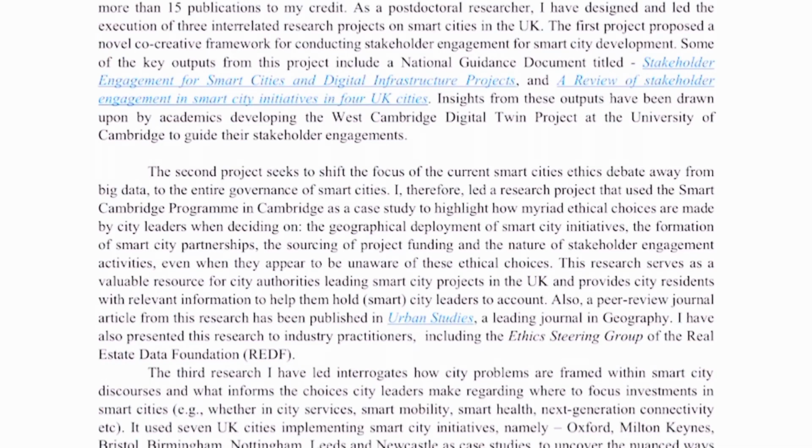Now, I said that as a postdoctoral researcher, I have designed and led the execution of 3 interrelated research projects on smart cities. I've got multiple research projects that I've led on, but I thought this was one research project that, if I anchor it, can help me to actually market myself as a global talent, because I had produced output from this research which has been of national relevance.